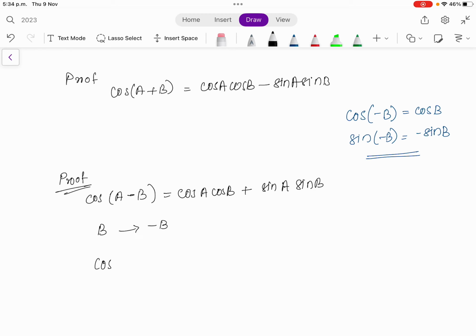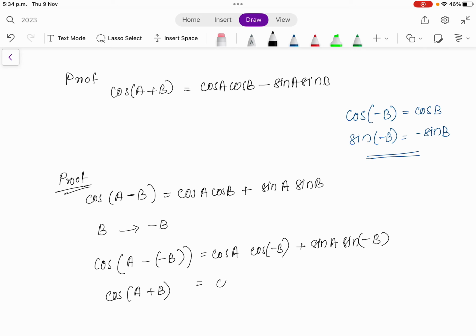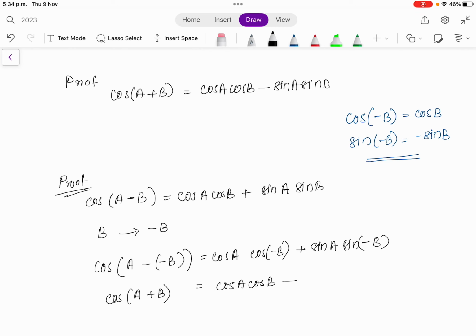So the equation will become cos A minus minus B is equal to cos A cos minus B plus sin A sin minus B. Then you can write cos A plus B is equal to, cos of minus B is cos B, so cos A cos B, then sin of minus B is minus sin B. So that minus will propagate here. So it is minus sin A sin B. So this is the proof of the second one.